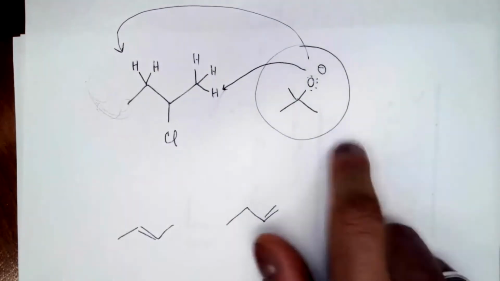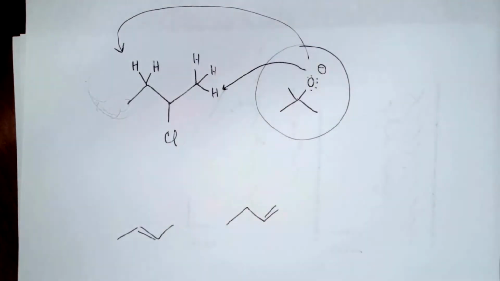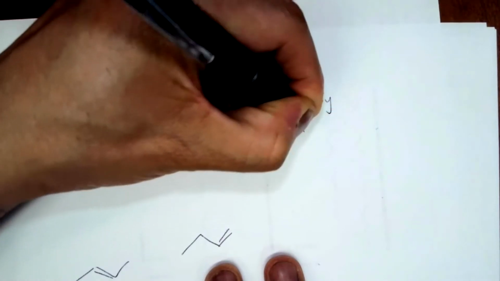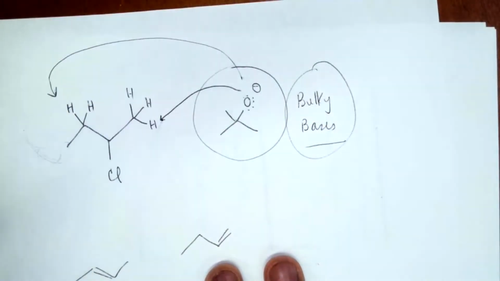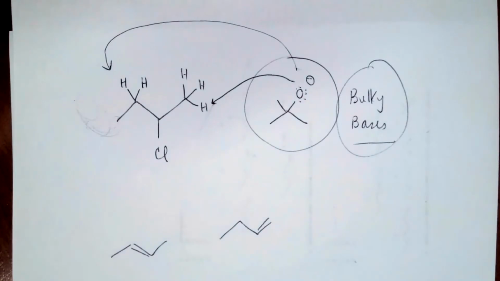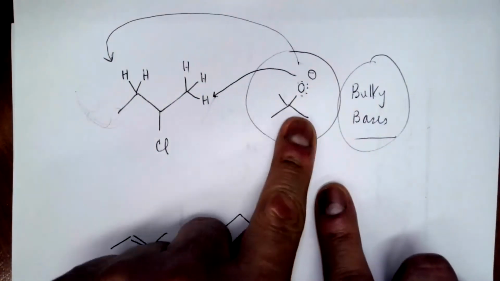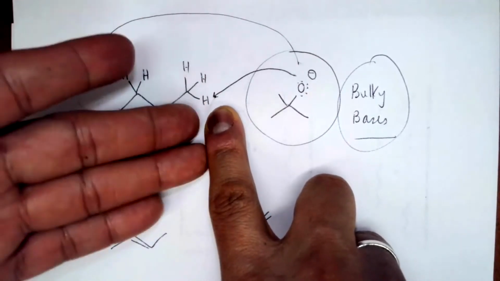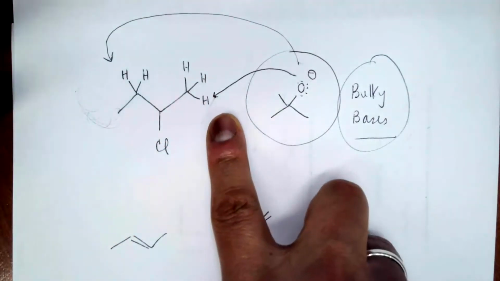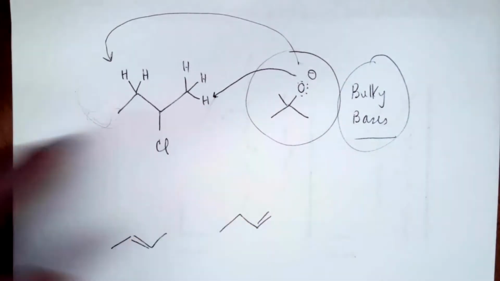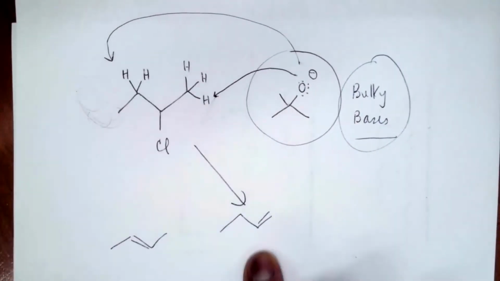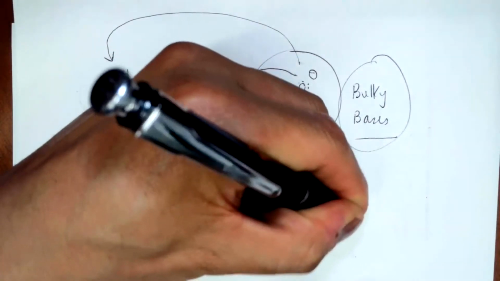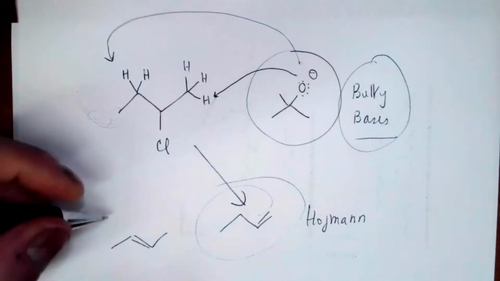So that's the reason why tert-butoxide, and really any other bulky base, has to be bulky. There is a slide coming up that shows you all the examples of bulky bases. But that's the idea: the bulky base only has the option to access the most available, the most exposed hydrogen. That one takes you to the Hofmann product, not the Zaitsev.